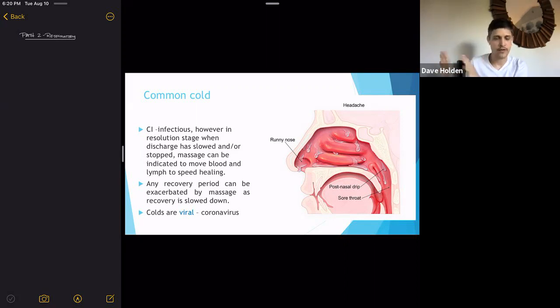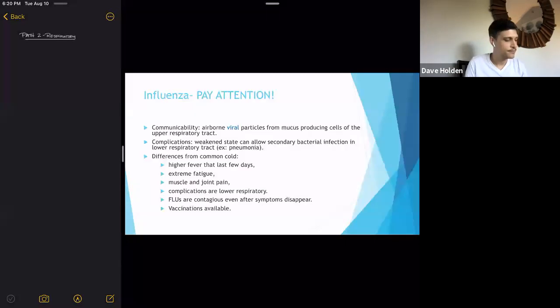So the coronavirus is the one special one that we've all been talking about for a year and a half, but coronaviruses are just a family of viruses. That's it. Common colds belong there too.